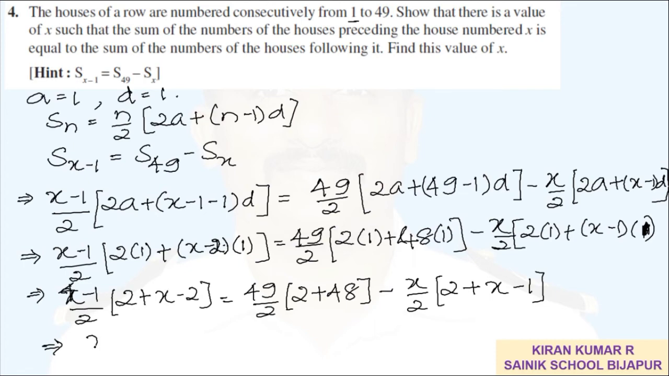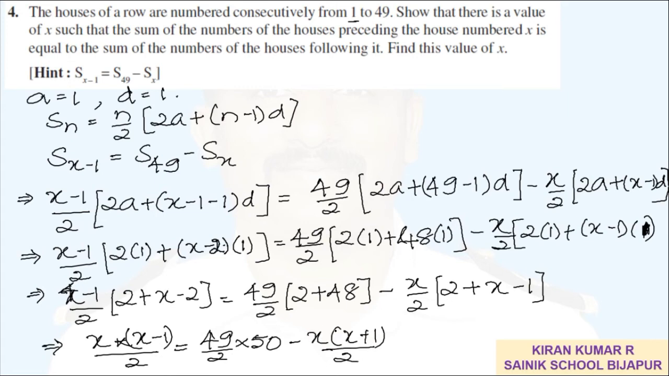We'll be having x multiplied to x minus 1 divided by 2 equal to 49 by 2 times of 50 minus x into x plus 1 divided by 2. If you observe properly, on both left hand side and right hand side, we have got denominator 2. So I can take LCM and cancel this 2.